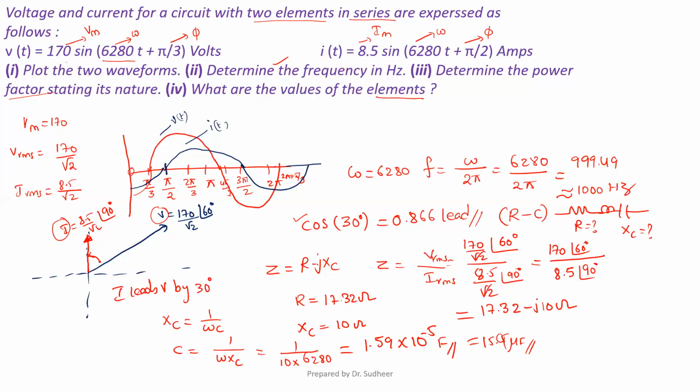Then how to find out the resistance and capacitance of the circuit? Find out Z. Convert your Z into rectangular form. Then the real part is resistance, the imaginary part is your capacitive reactance. So resistance you will get directly, and capacitive reactance you can find out by using the formula XC is equal to 1 by omega C.